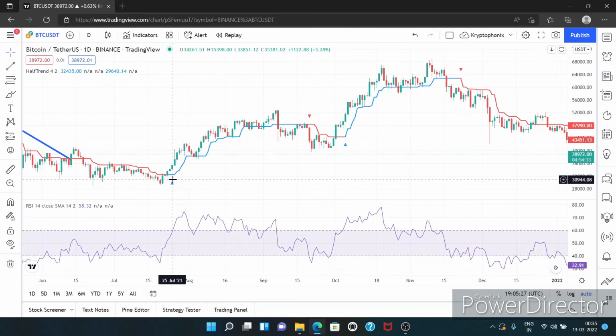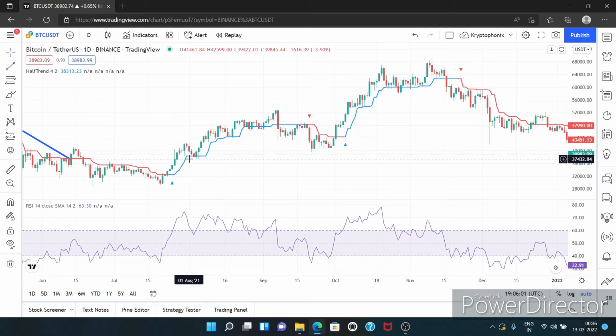But if we look over here at this point where the Halftrend line turned blue, this gave us a signal to buy, and what we observed was a good up move. Now, this point over here depicts the significance of the Halftrend indicator. So, for the safe traders, the stop loss will be the low of the previous candle in case of long trades and the high of the previous candle in case of short trades.